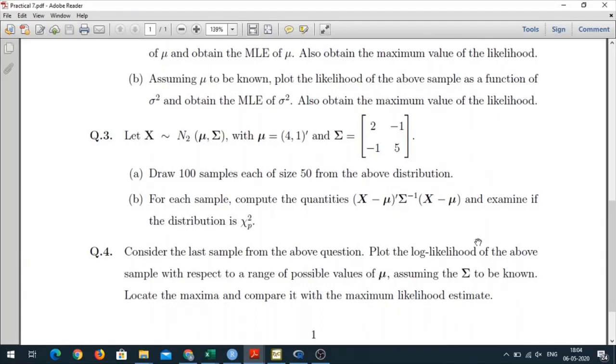And now the last question is, consider the last sample from the above question. Plot the log likelihood of the above sample with respect to a range of possible values of mu, assuming sigma to be known. Locate the maxima and compare it with the maximum likelihood estimate. Now if I want to plot this, I would need a 3D graph, because now my mu is bivariate. So I have two components, mu1 and mu2. On my x-axis I would have mu1, on the y-axis mu2, and the log likelihood on the z-axis. Okay, so let us try doing that.